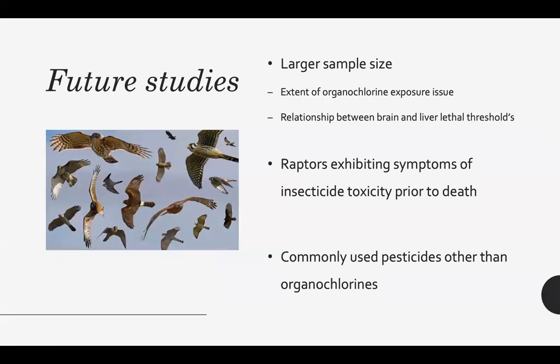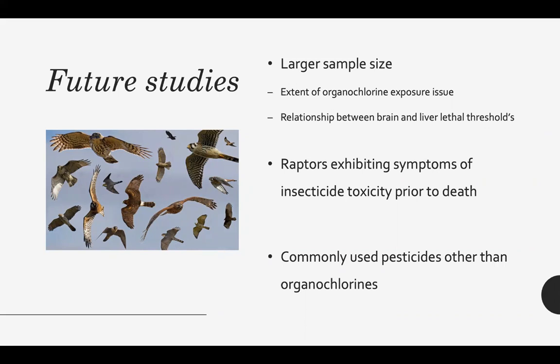Future studies should be conducted with a larger sample size to determine the extent of the organochlorine issue, as well as the relationship between liver and brain lethal thresholds. Additionally, we should study concentrations in raptors exhibiting symptoms of insecticide toxicity prior to death to see whether it was likely the cause of death and to gauge the level of exposure.